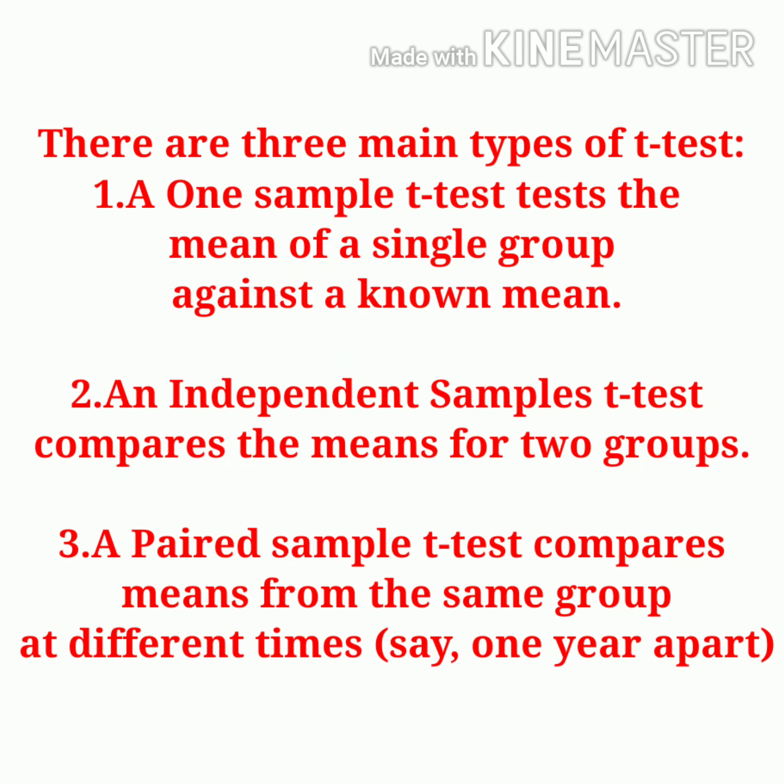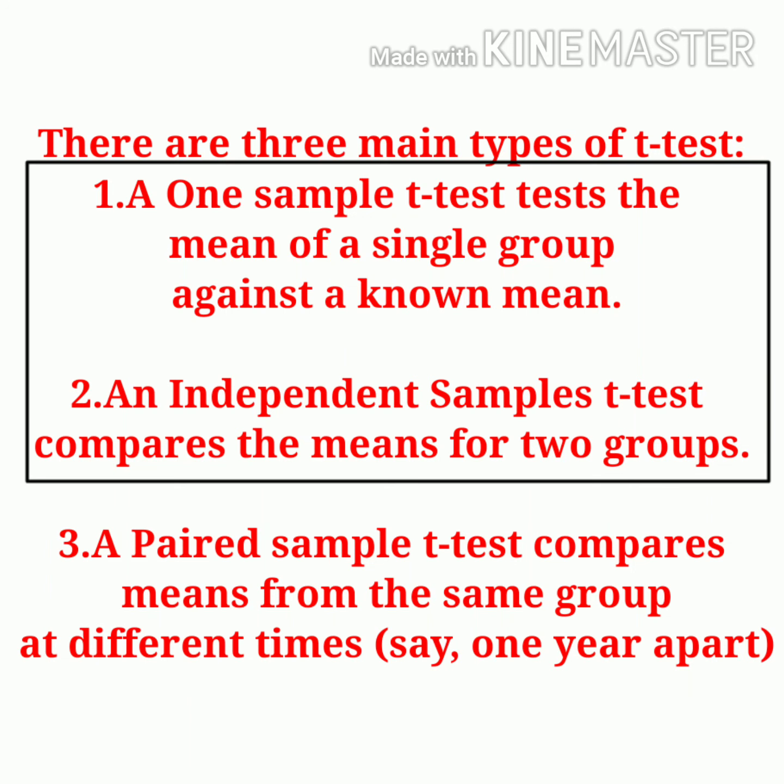First, a one sample t-test compares the mean of a single group against a known mean. Secondly, an independent sample t-test compares the means of two groups. The two types I have already discussed, and I have given the links of the two videos in the description box.